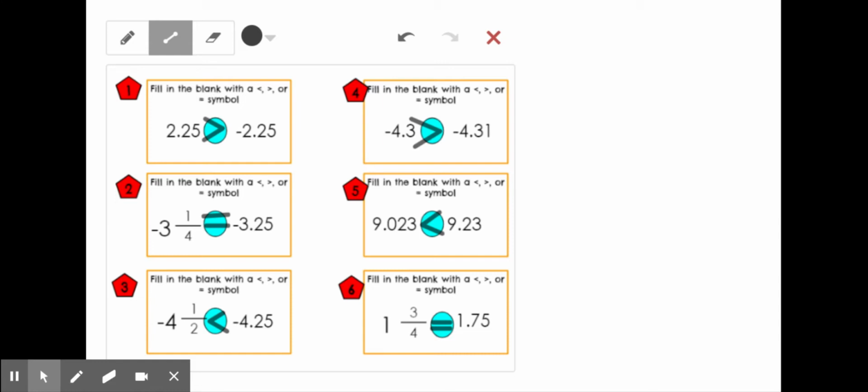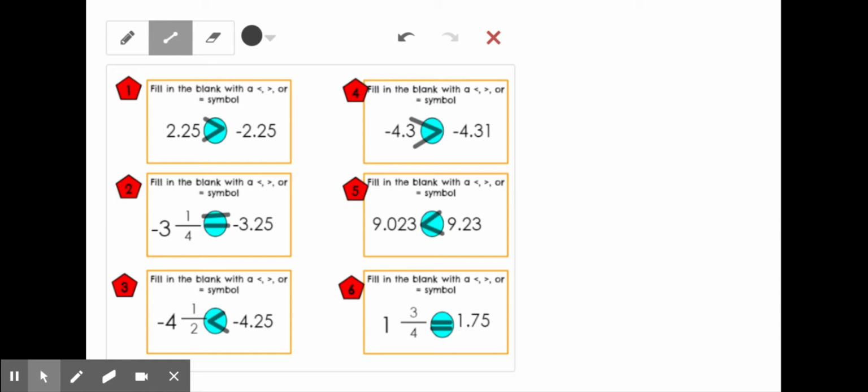For question 2, negative 3 1/4, if you were to convert that to a decimal, you would get negative 3.25, which is equal to negative 3.25. So you should have said equal to. Question 3, negative 4 1/2, if you were to convert the fraction to a decimal, you would have negative 4.5, and then you are comparing it to negative 4.25. Negative 4.5 is further in the negatives, so that means the value of that is less, so you should have said less than.